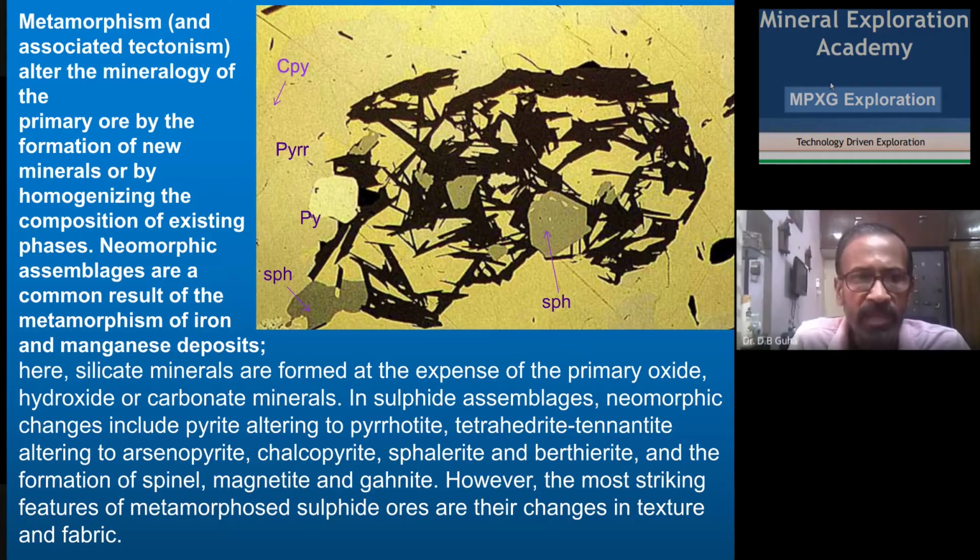However, the most striking feature of metamorphic alterations is the changes in texture and fabric. One good example is the formation of cubanite from chalcopyrite. At a higher PT condition, these blades of cubanite exsolve from chalcopyrite, taking the metal from chalcopyrite itself, and a new mineral assemblage is formed. This is how metamorphism alters the pre-existing mineralogy, and a new deposit is formed in this way.